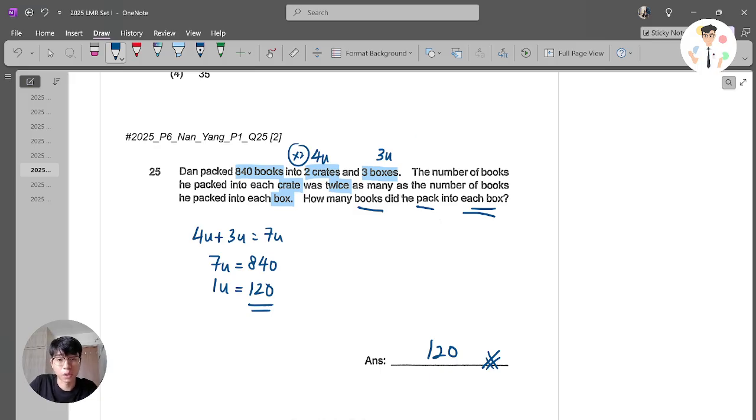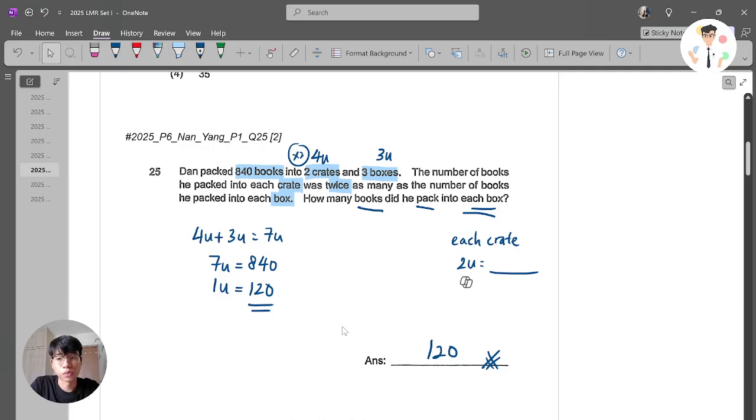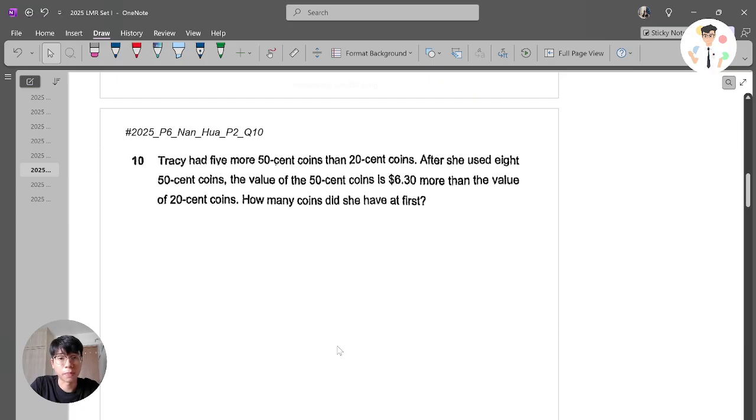And of course, if the question now asks how many books did he pack into each crate, then you will need to find out 2 units is equal to 1. Okay. Yes, let's move on to the next question. Nothing tricky for this part, I think. Okay. So the next question will be from Nanhua paper 2, question 10.